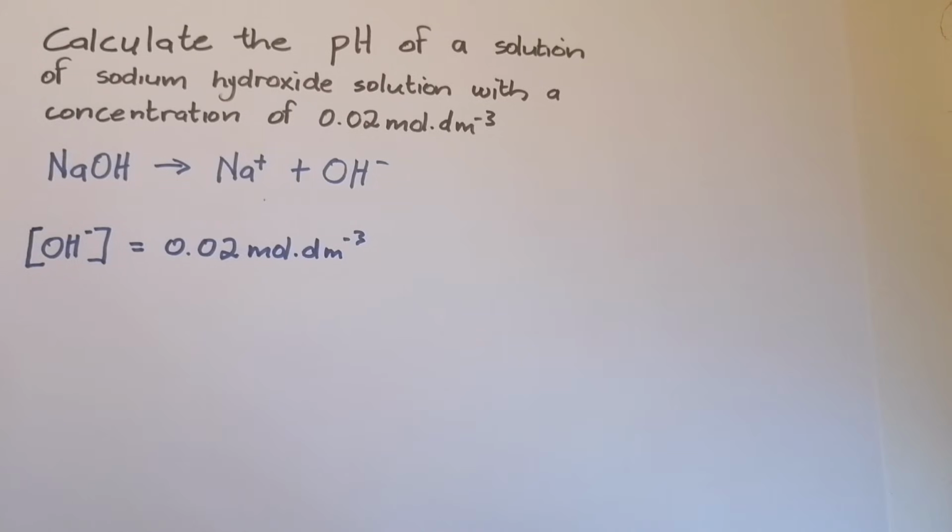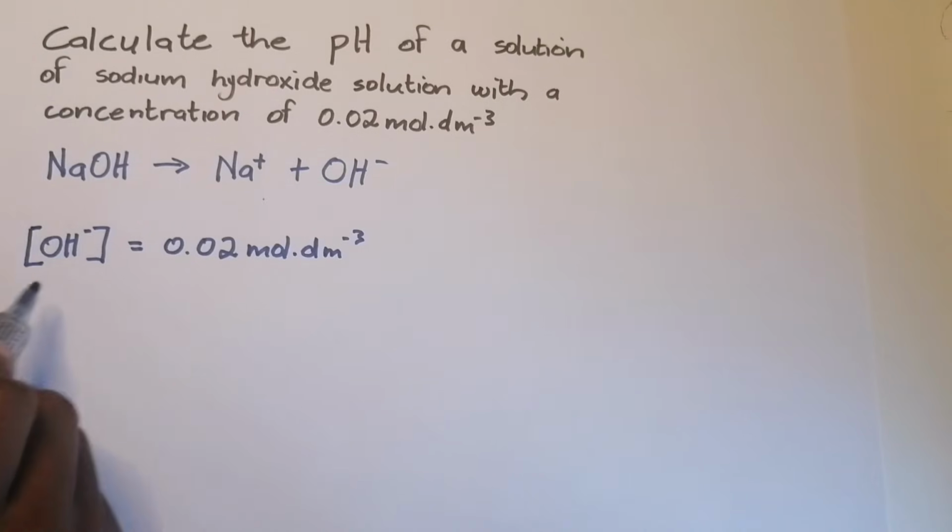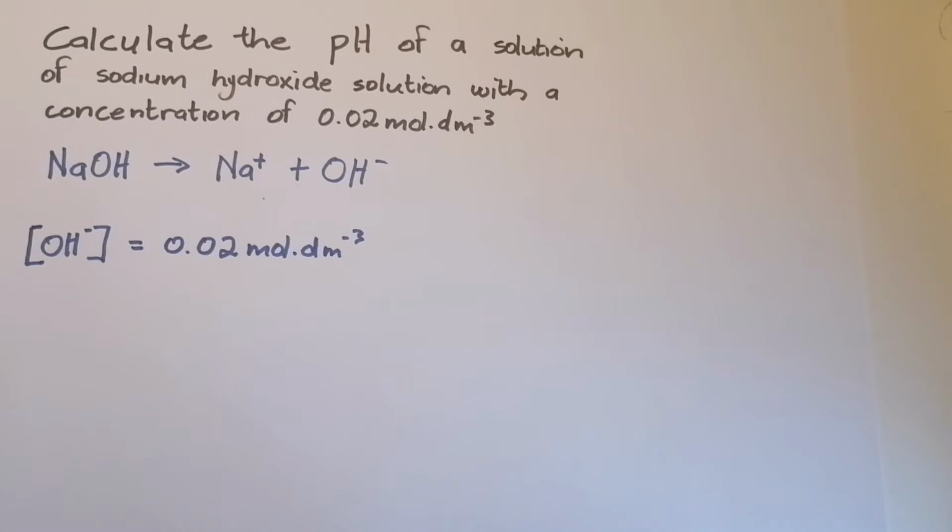Now, ladies and gents, can we calculate pH? No, we can't. Why not? We do not have H+ ions or H3O+ ions, right? What do we have? We have only hydroxide ions.